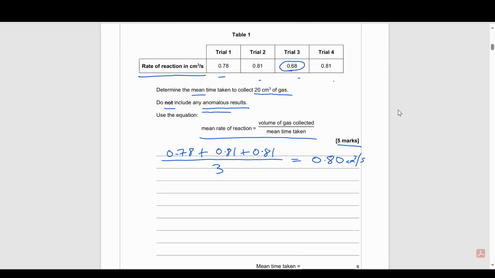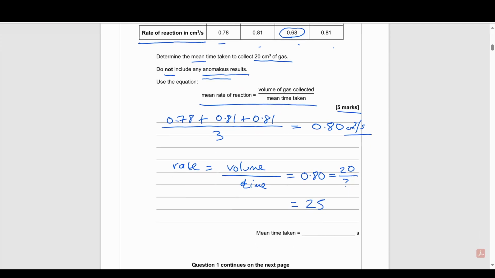But what we want to find out now then is the time that's taken to collect 20 centimeter cubed of gas. Now looking at this unit to find out the rate then, it's going to be volume divided by time, because that's always what rate is, it's something over time. So in this case then, our rate we know is 0.80. Our volume is fixed, 20. And the time is what we're trying to find out. So 20 divided by something will give us 0.80. So putting that into the calculator then, we would get a mean time of 25 seconds.